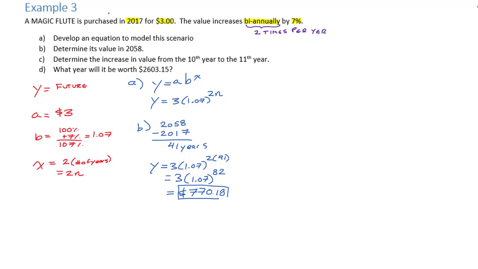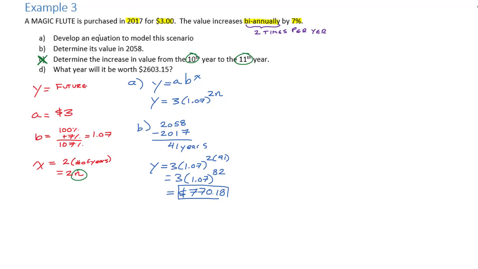Part C, I'm going to skip part C right now. Not that it's not important, it's just not really needed right now. It says determine the increase in value in the 10th and 11th year. What you'd do is literally sub 10 in for n, then do it separately with 11, find out what it's worth in year 10 and year 11, and then just subtract the two. I'm not really interested in that right now.